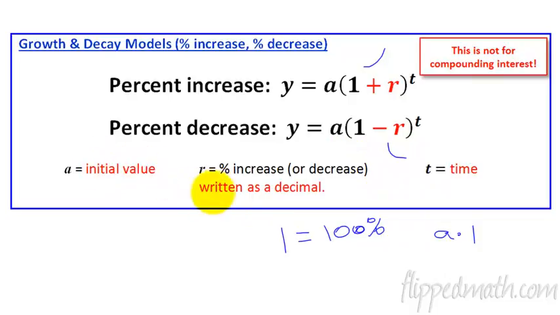So here we have these values. A is the initial value for these word problems. R is written as a decimal, so just be careful about that. And then T is your time, and time could be months, days, years, anything like that, depending on the problem. So pause now if you don't have it.